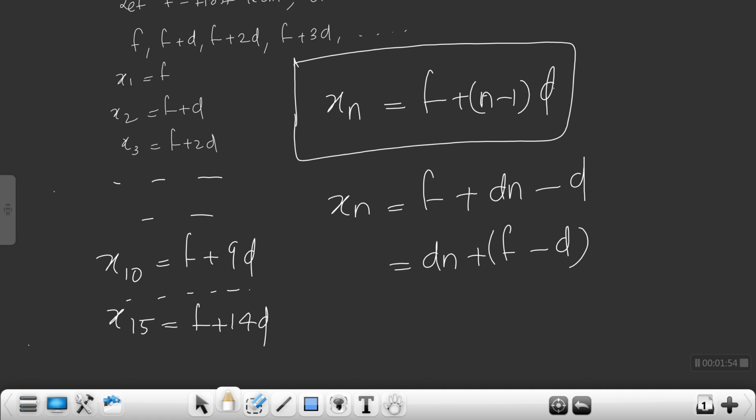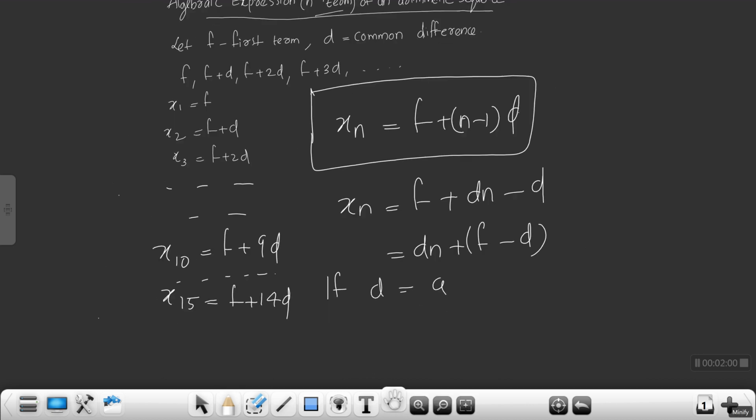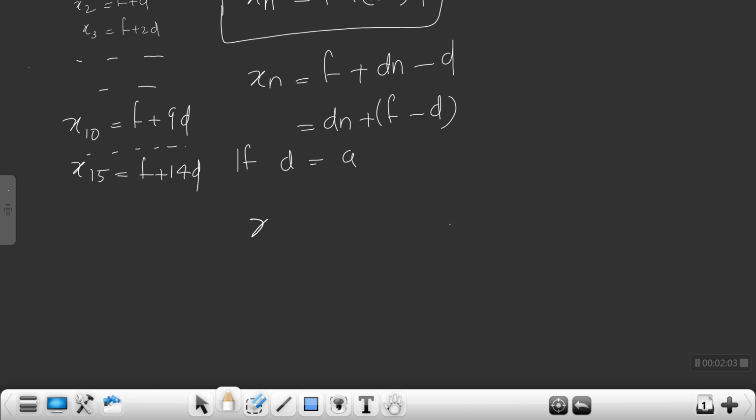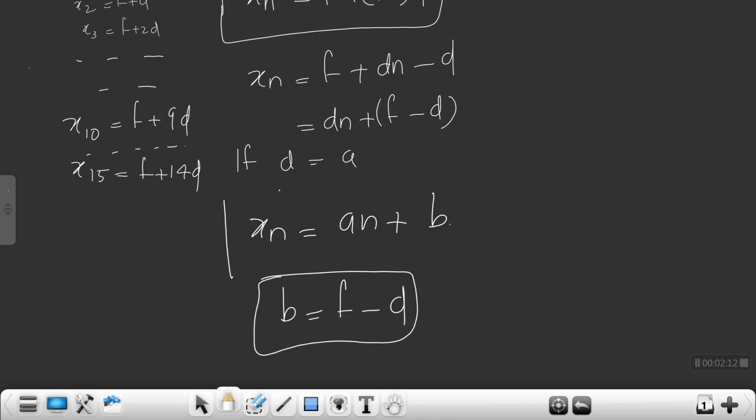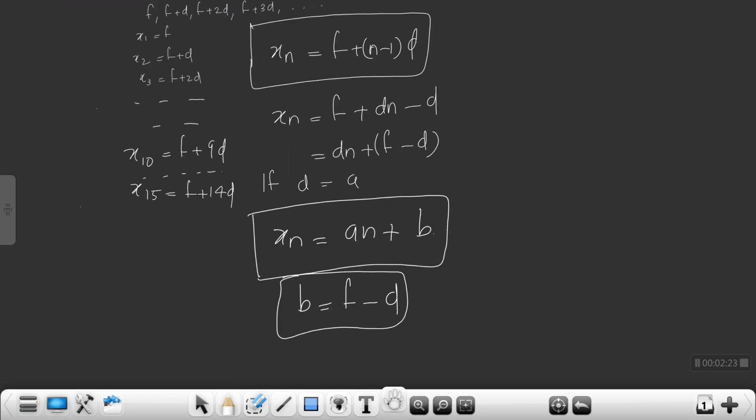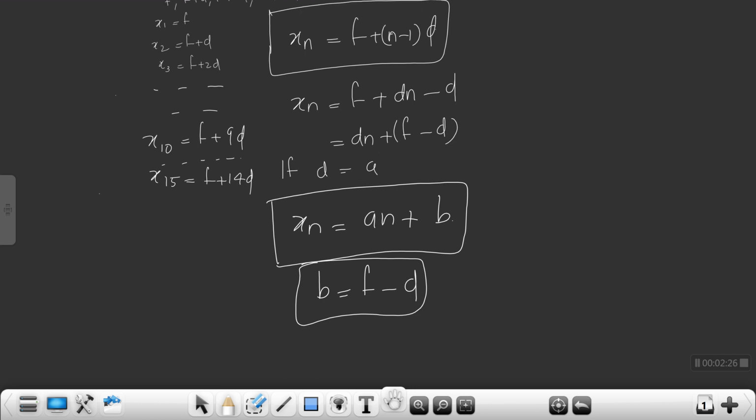If we denote the common difference d as a, then it can be written as xn is equal to an plus b, where b is equal to f minus d. This xn is equal to an plus b is the general form of the nth term of an arithmetic sequence. We can write the nth term as xn is equal to f plus n minus 1 into d, or xn is equal to an plus b, where b is equal to f minus d and a is the common difference.